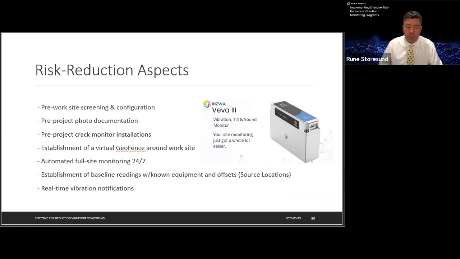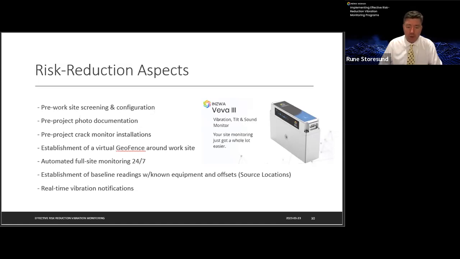Next, we do some pre-project photo documentation around the worksite and look for opportunities to install crack monitors. As part of the site configuration, a virtual geofence would be developed that encapsulates the primary work area and establishes the spatial boundary and exceedance threshold from which automated alerts will be generated. A network of the INZWA vibration and tilt monitors would be installed across the site, initiating a full site monitoring system that provides automated data posting and alerts.